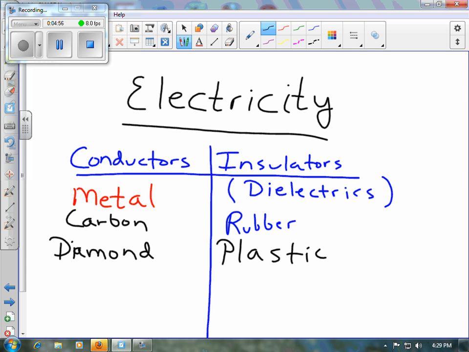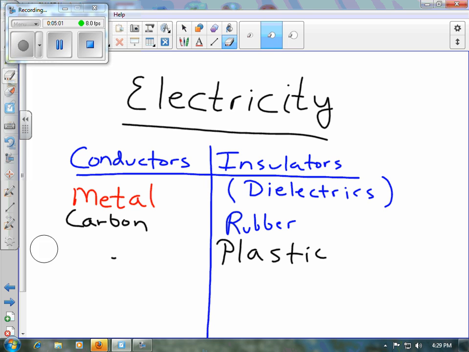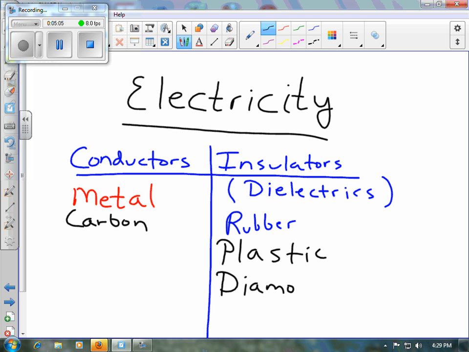Oh, I'm sorry. You're right. Wrong category. Diamonds are insulators. Now, let's take glass for example, which is just silicon which has been melted down. It is an insulator.